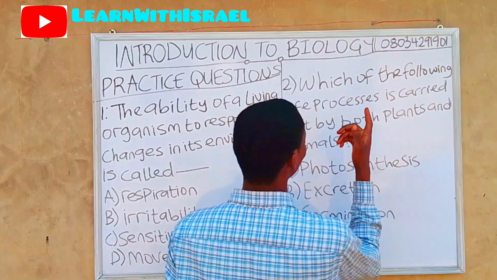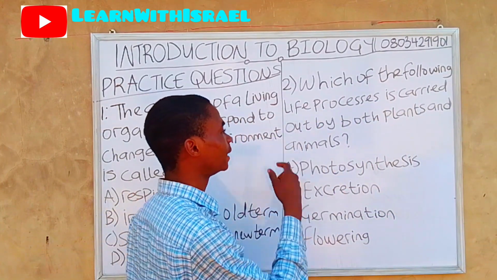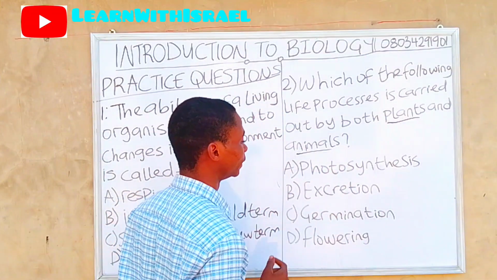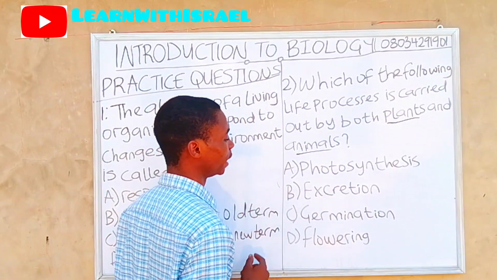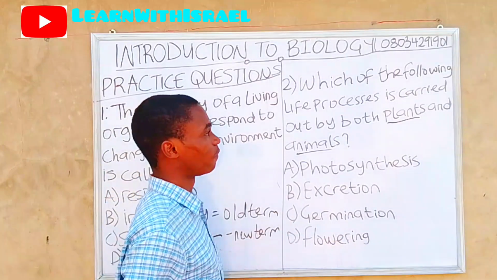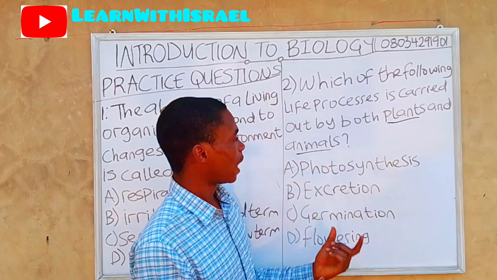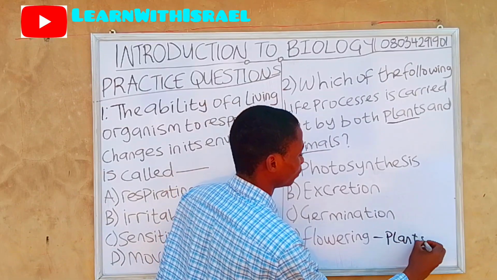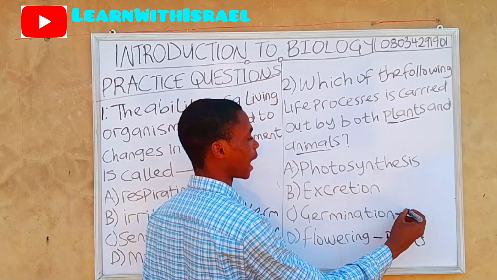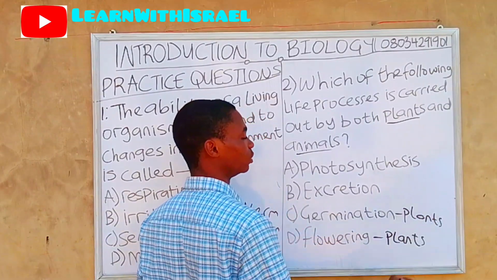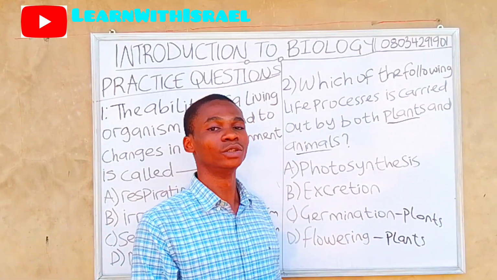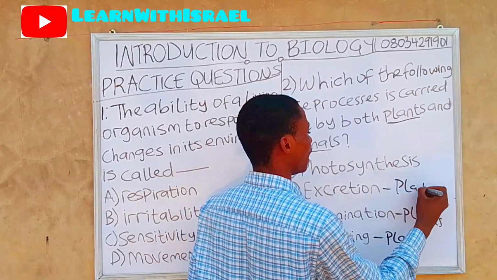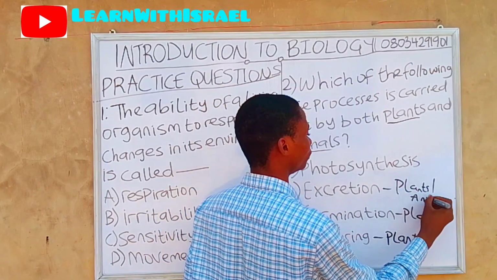Question 2. Which of the following life processes is carried out by both plants and animals? A. Photosynthesis, B. Excretion, C. Germination, D. Flowering. So let's start from flowering. Flowering is carried out by plants. Germination is carried out by plants. Plants do germinate, but do animals germinate? No. Excretion is carried out by plants and animals.